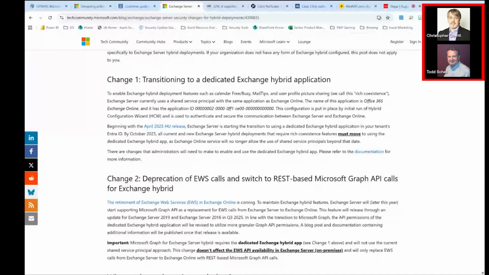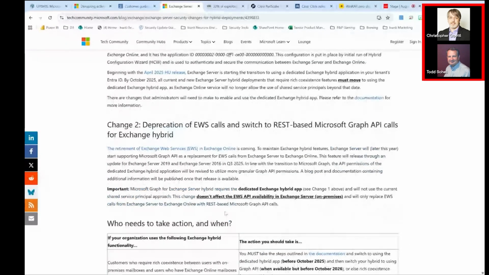The second major change is a deprecation of EWS calls and switching over to a REST-based Microsoft Graph API set of calls for Exchange hybrid. So if you're using any of those types of API calls on EWS, you'll want to be aware of this and how you would switch over to using the same on the REST-based Microsoft Graph API instead.